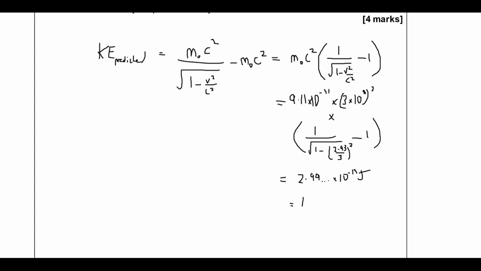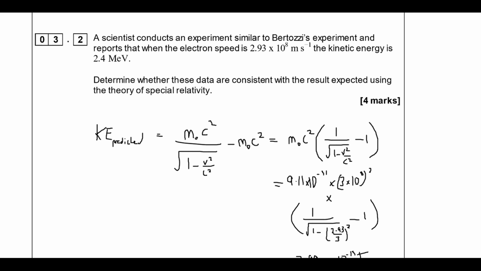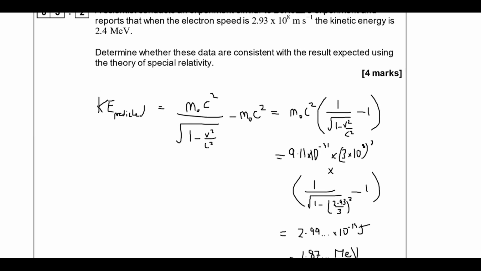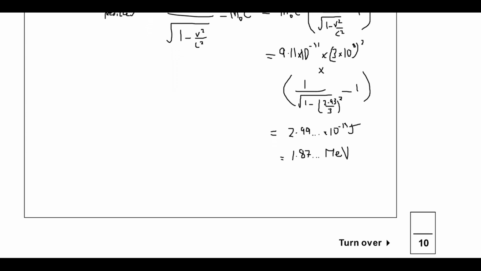It's 1.87 blah blah blah mega electron volts. That's the energy predicted from relativity. We've got a value of 2.4. So let's find the percentage difference of our value from that 2.4 and see how good the agreement is.